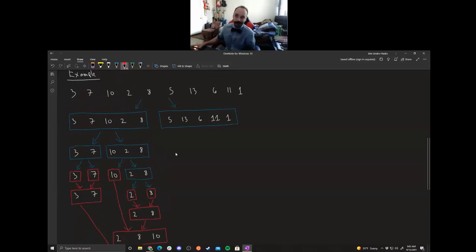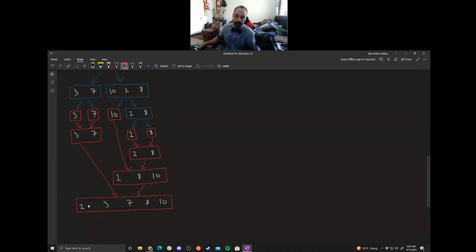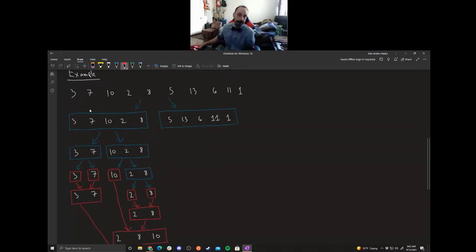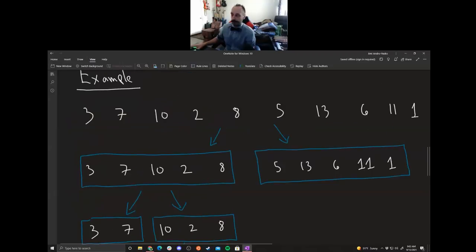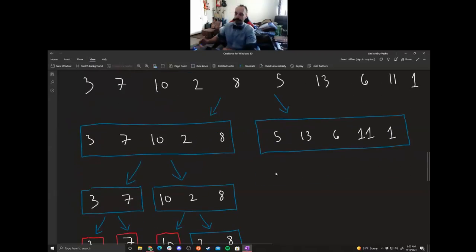Now we have to sort this side. Once that's sorted, we merge that with this array 2, 3, 7, 8, 10, and then the whole list will now be sorted. So let's continue and do this last step. So you have to sort the right side.